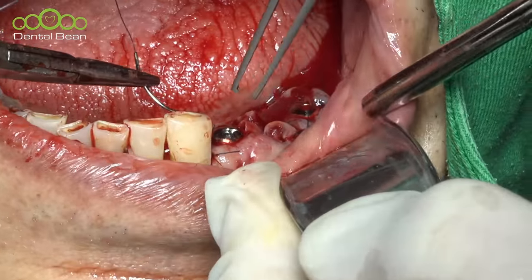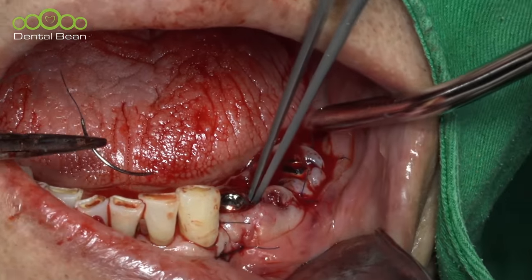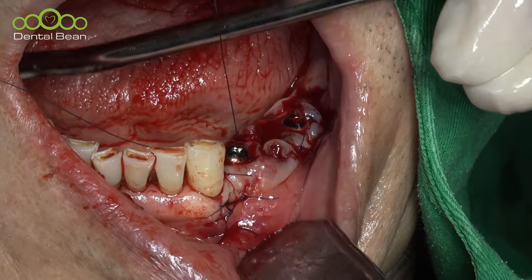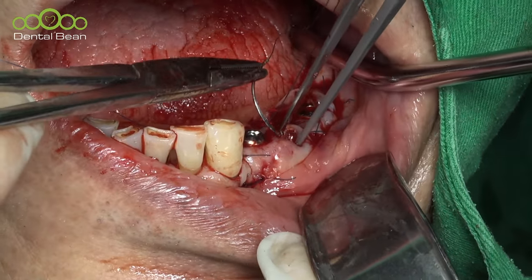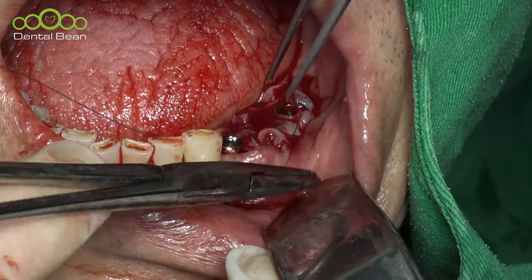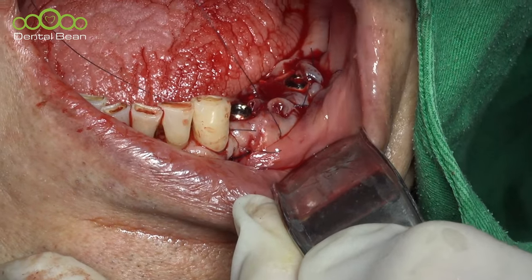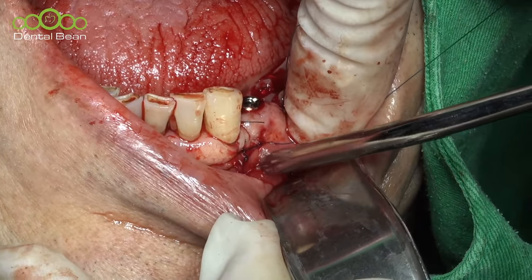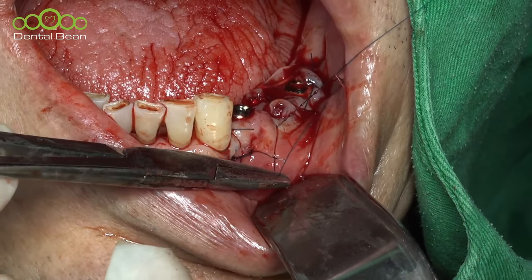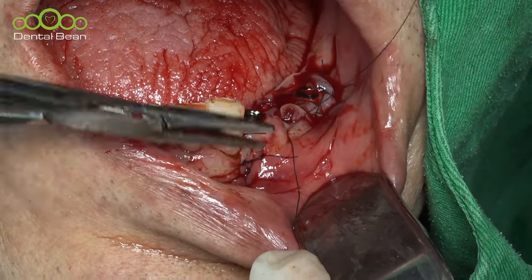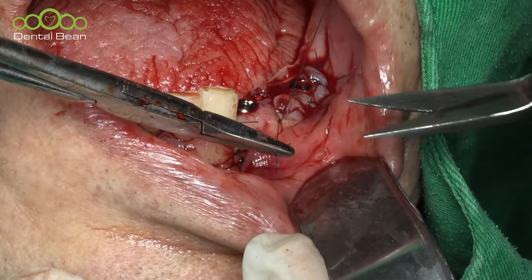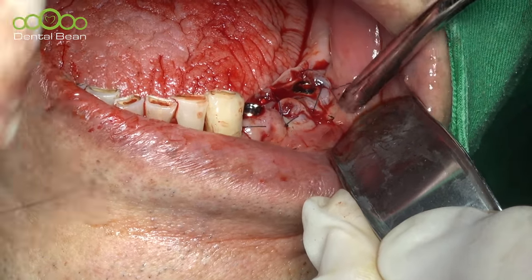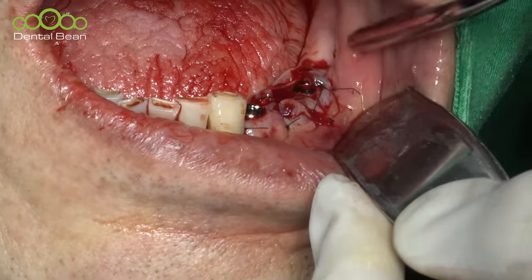Okay, I want to increase the speed of the suturing.